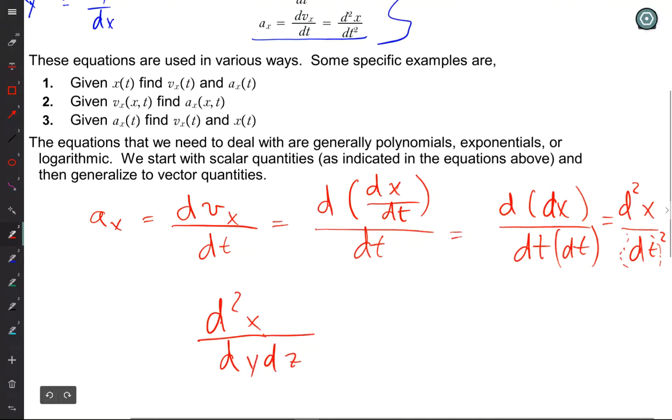And what that means is you're going to take your function x and first take the derivative with respect to x. And then from that derivative, you're going to take the derivative with respect to y.